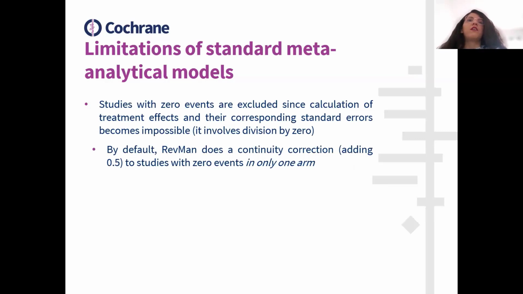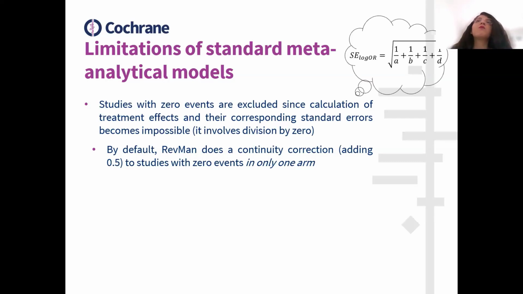An additional limitation that applies to all of the standard meta-analytical models is that studies with zero events are excluded, since calculation of treatment effects and their corresponding errors becomes impossible. We need to divide by zero. Let me remind you the formula for the standard error of the log-odds ratios. As you can see, if we have zero events in at least one of the two arms of the study, then we cannot calculate standard errors. By default, RevMan does a continuity correction. That means that it adds a value of 0.5 to studies with zero events in only one arm.